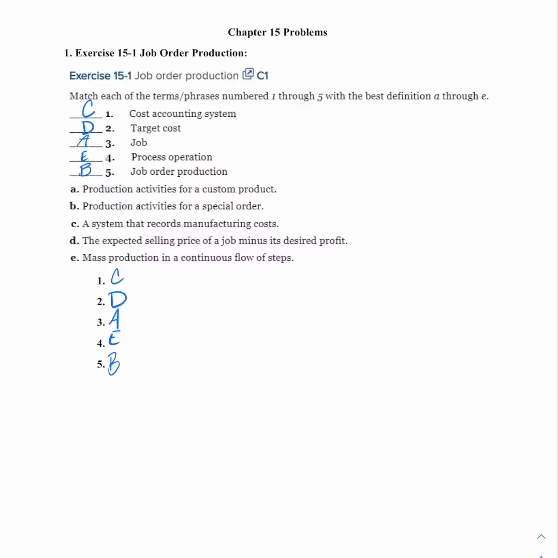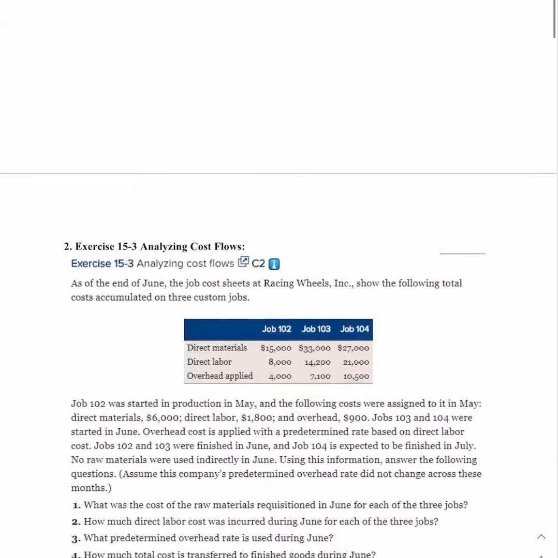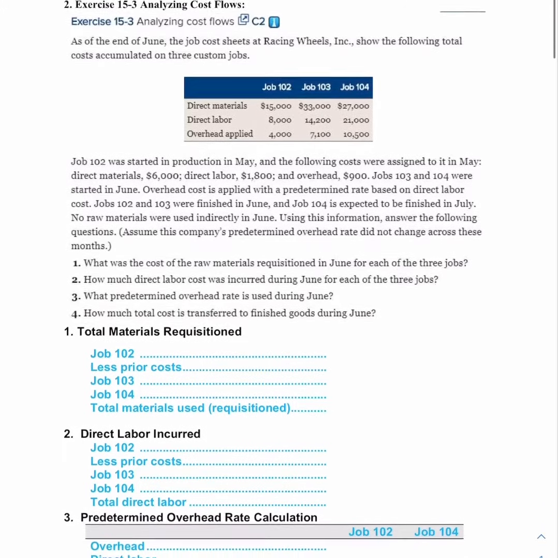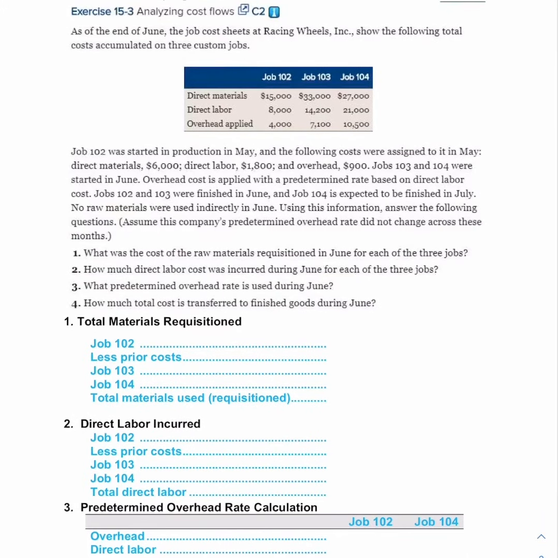And so that wraps up this brief introduction to a few of the terms we're going to be seeing as we work through this chapter. So now we'll move on to question number 2. And in question number 2, we're analyzing cost flows. So here we're told, as of the end of June, the job cost sheets at Racing Wheels show the following total cost on these 3 custom jobs.